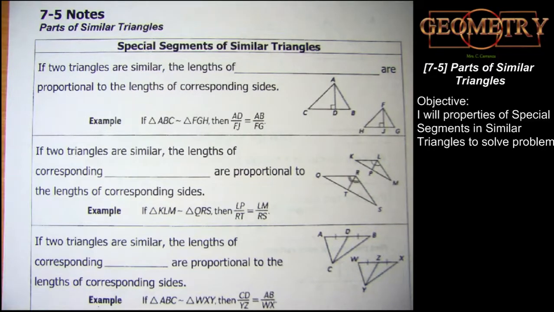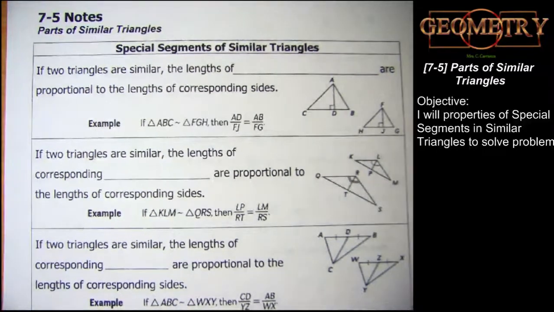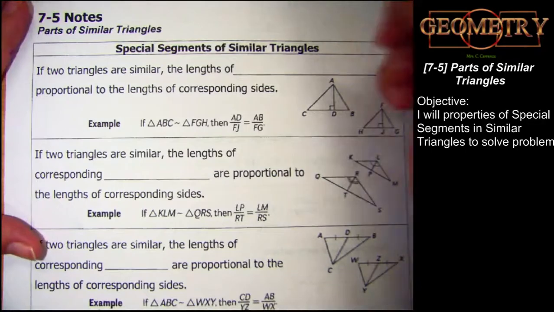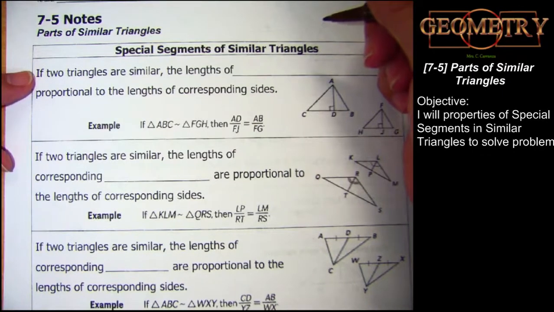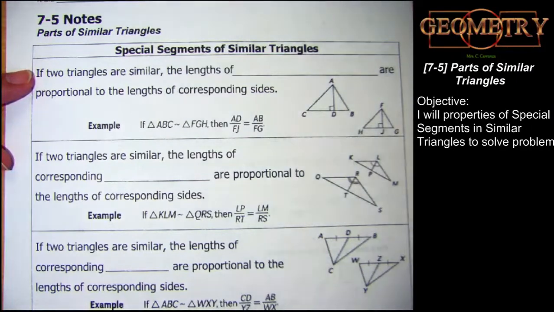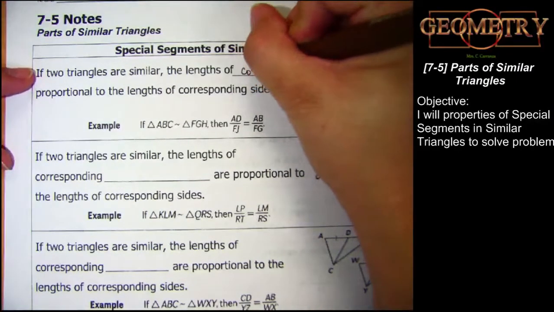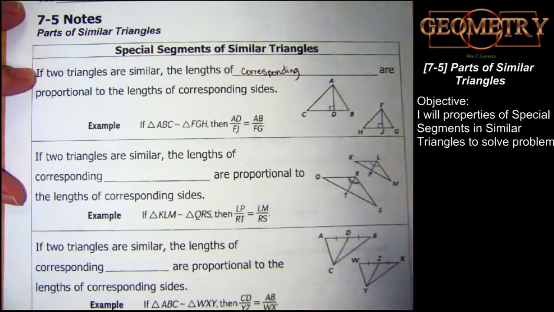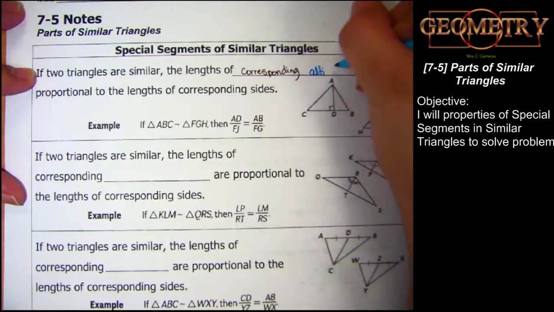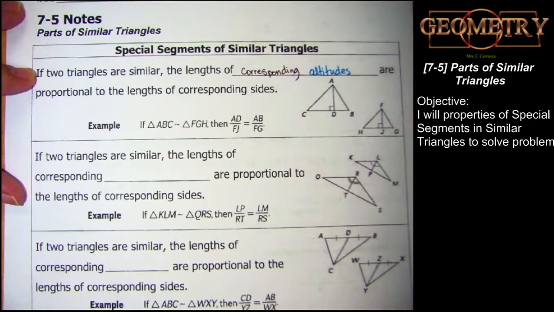We discovered that when the triangles are similar, the sides are in proportion. We're going to be using all of that, but this time we're going to be doing it in special segments. All right, our first special segments of similar triangles theorem says this. If two triangles are similar, so you have to know they're similar before you can do this, the lengths of their corresponding altitudes are proportional to the lengths of corresponding sides.